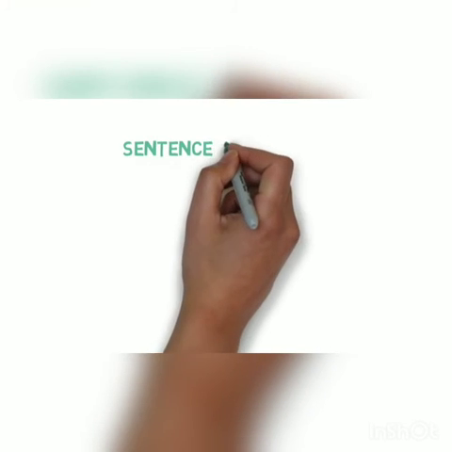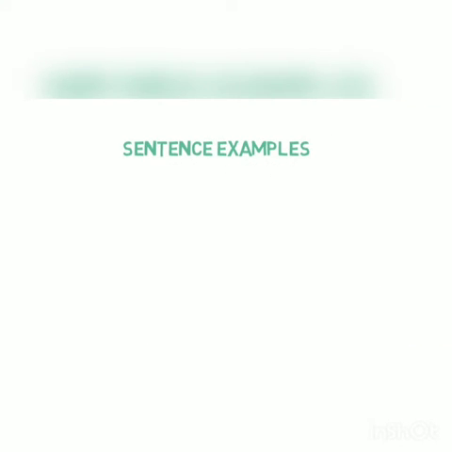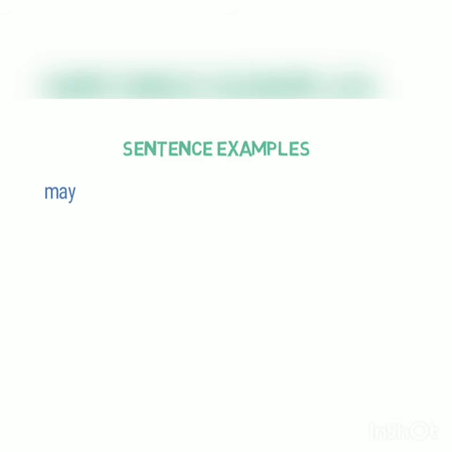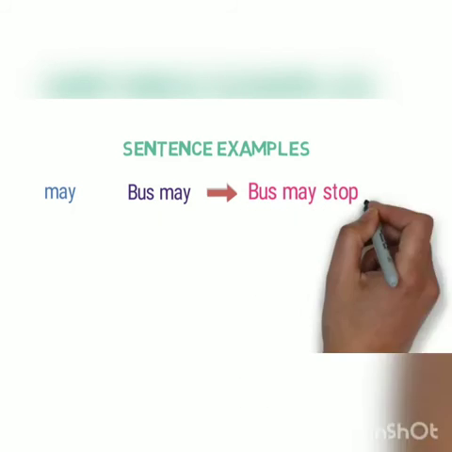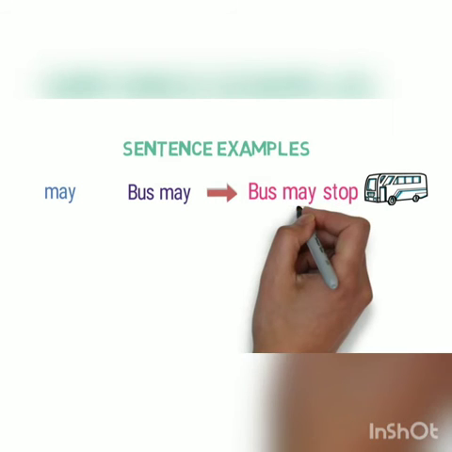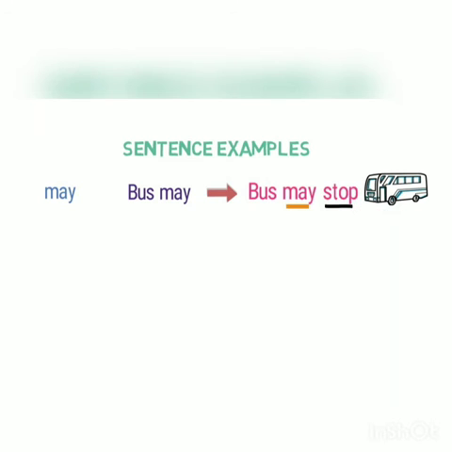Let me give you sentence examples to make you clear about them. For the first example, we are using the helping verb may. Look at this sentence, bus may. Can you understand what this sentence is saying about the bus? Bus may what? Now look at the complete sentence. Bus may stop. Here we are telling that the bus may stop. That is, we are not sure whether it will stop or not, but it is giving complete meaning to the sentence. So, the helping verb is may here and the main verb is stop.